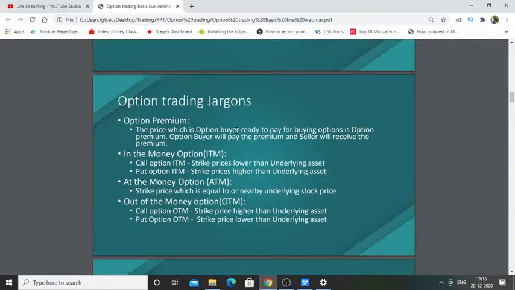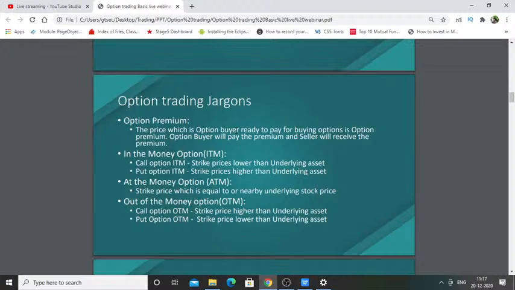Now at the money: the strike price which is equal or nearby to the underlying stock price. Let's say 13,500 is Nifty's current price, then the 13,500 call option and the 13,500 put option are at the money. The strike price trading near the underlying stock price will be an at the money option. This is the same for both call option and put option.